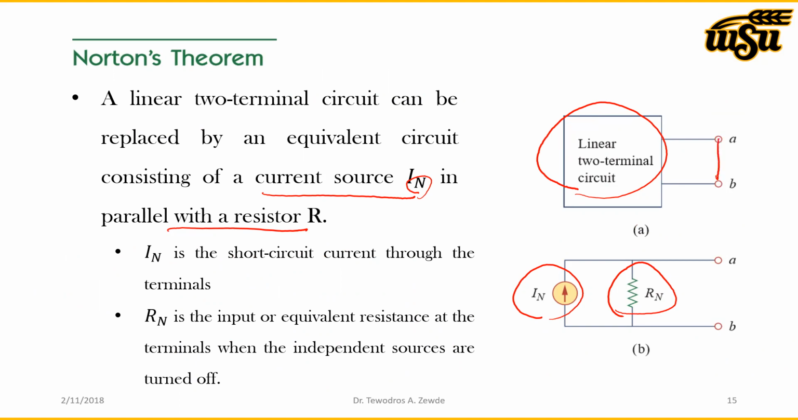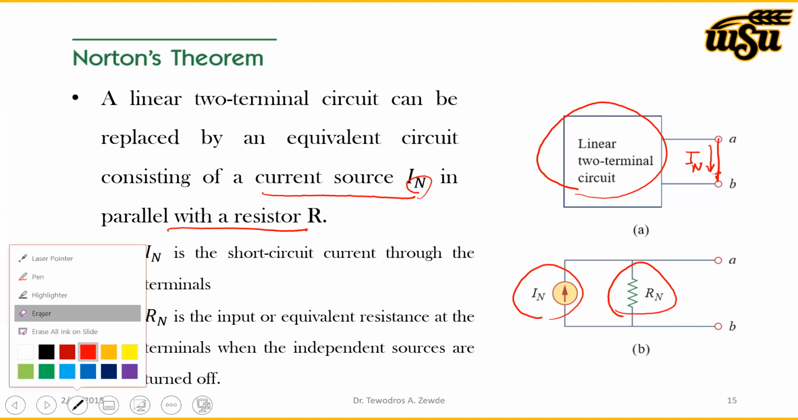So this is IN. How do we determine IN? We short circuit the terminals A and B and determine that. So we short circuit that and solve for the short circuit current. That is the Norton current, or the short circuit current through these terminals. But for RN, we use the same approach. For RN, we remove all the independent sources. That means if we have a voltage source, we replace it with a short circuit. If we have a current source, we replace it with an open circuit. Then after that, we determine the equivalent resistance of the network.